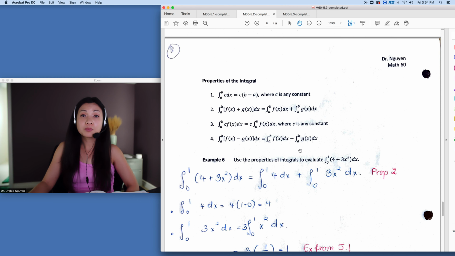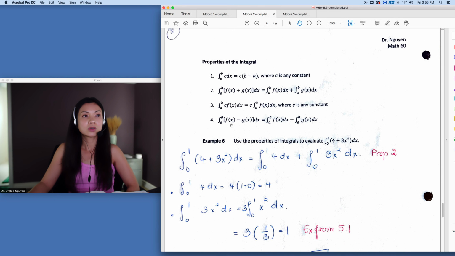Right here we have some properties of the integral. You see right here, if c is a constant and you take the integral, it's really simple. It's just c times b minus a. If you have the integral of a sum, then it's going to be the sum of the integrals. The constant c, you can always take it out of the integral. And we have it for subtraction as well.